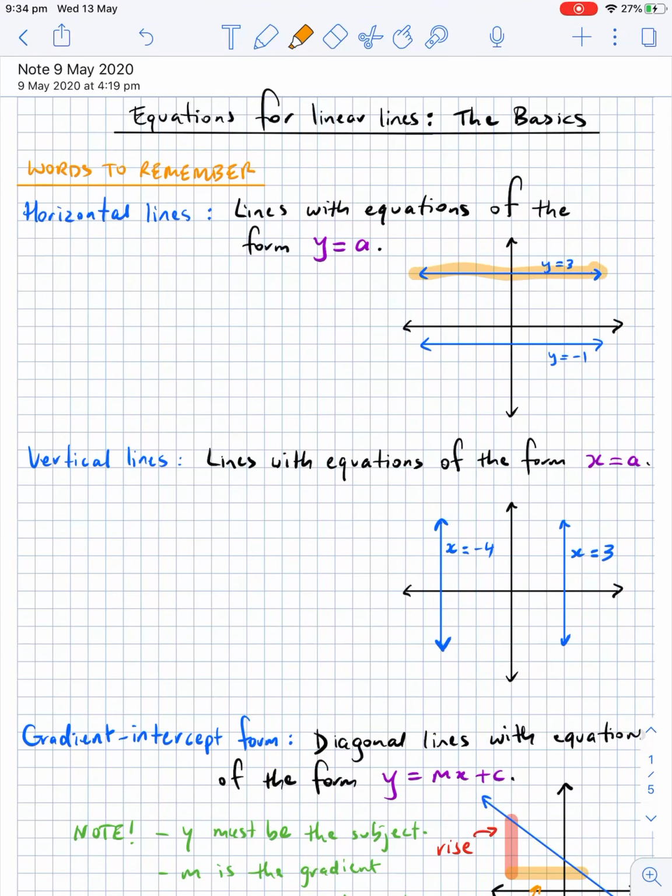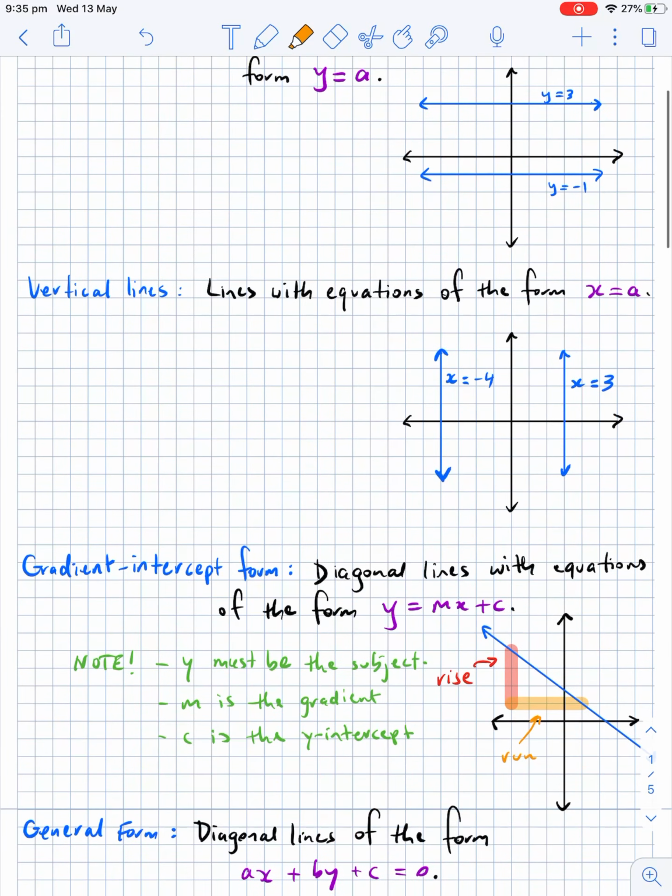So for example, this horizontal line has a y-intercept of 3, so we call that equation y equals 3. It has this form, y equals something. This one here is horizontal, so it's going to be y equals... what does it equal? It equals the y-intercept of -1.